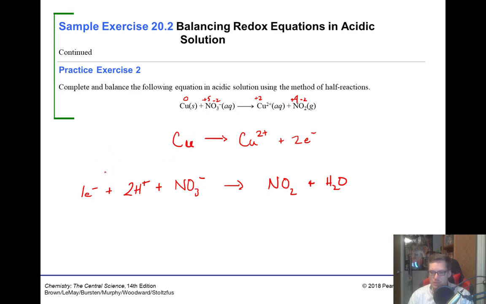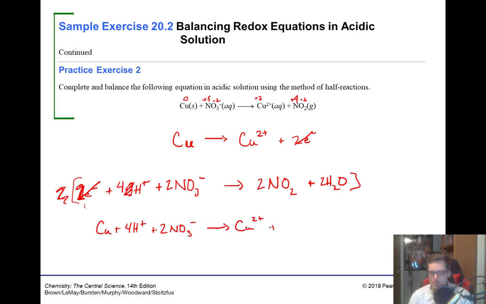Now we're going to combine these because they're both balanced. We combine them so that the electrons cancel out. That means we multiply all of these by two. So this becomes two electrons, this becomes four H plus, and this becomes two nitrates, two nitrites, and two waters. And this one goes away. Now we can just work these out. The two electrons cancel with the two electrons. That's it. Man, this is fun. So you get Cu plus 4H plus 2NO3 minus yields Cu2 plus, 2NO2 plus 2H2O.